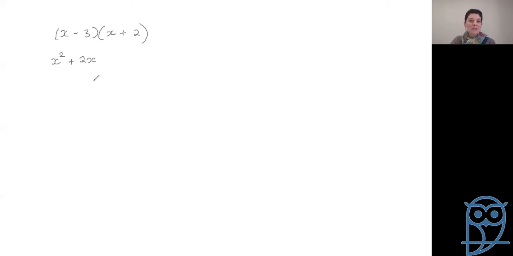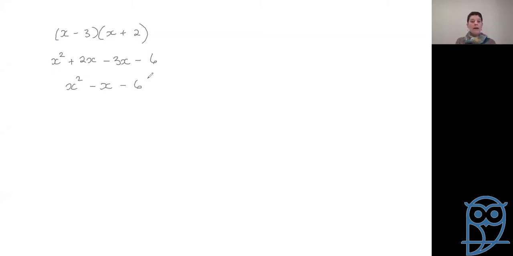And this is why this one's a little bit special from the last one we did. We have a minus here. And we've got to make sure that that minus sticks with the number. So the minus must stick to the 3 in the same way that the plus sticks to the 2. So we would have minus 3 times x, which would give us minus 3x. And then we would have minus 3 times plus 2, which would give us minus 6. And again, we end up with 2 like terms. So we have an x squared, plus 2x minus 3x lands us at minus x, and then minus 6.